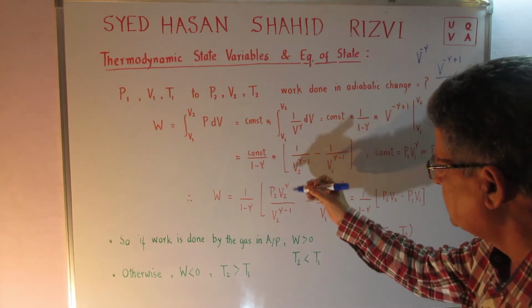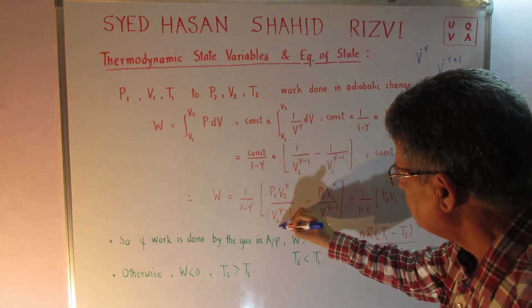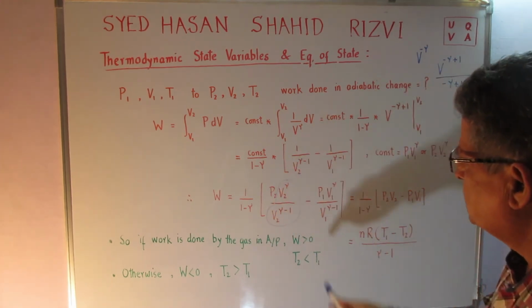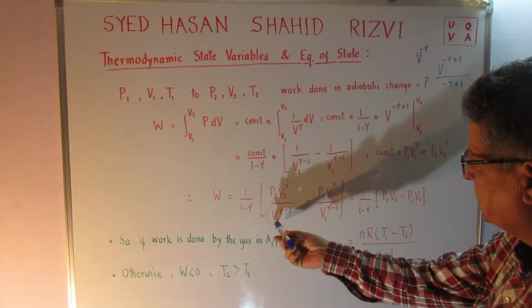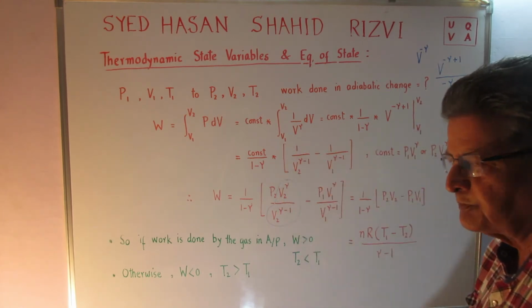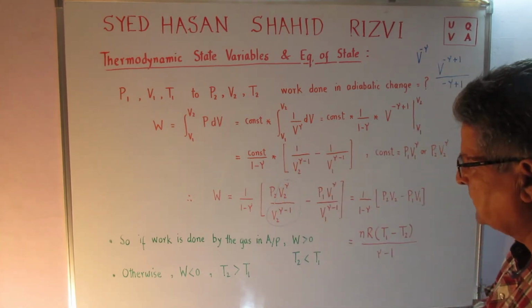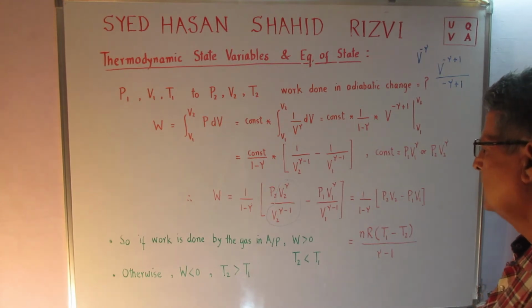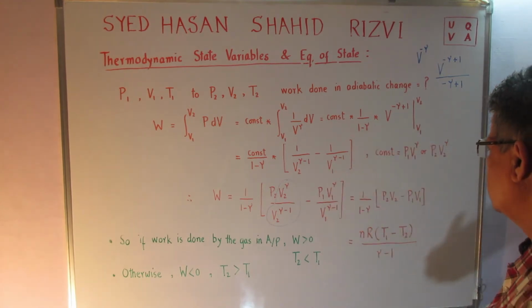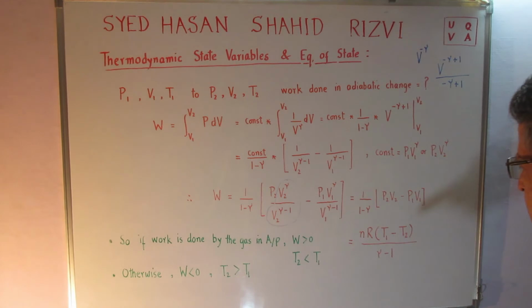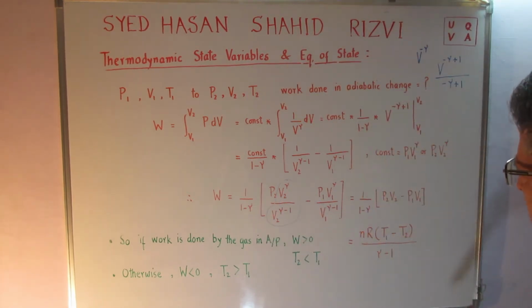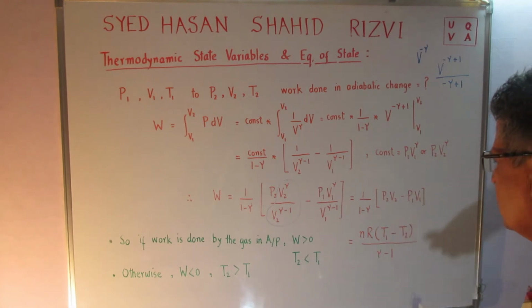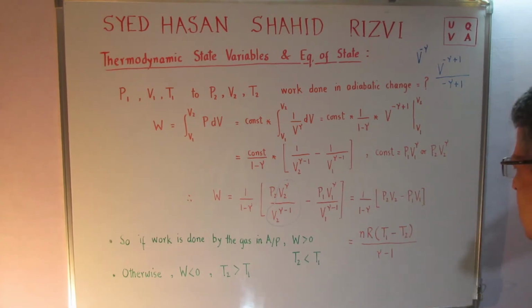How much is that? For example here, V2 raised to the power of gamma, and when it goes up, this becomes V2 raised to the power of 1 minus gamma. So gamma and minus gamma cancel and it becomes equal to V2. And similarly here it will become equal to V1. So I can write an equation for the work done as equal to 1 over 1 minus gamma, P2 V2 minus P1 V1.